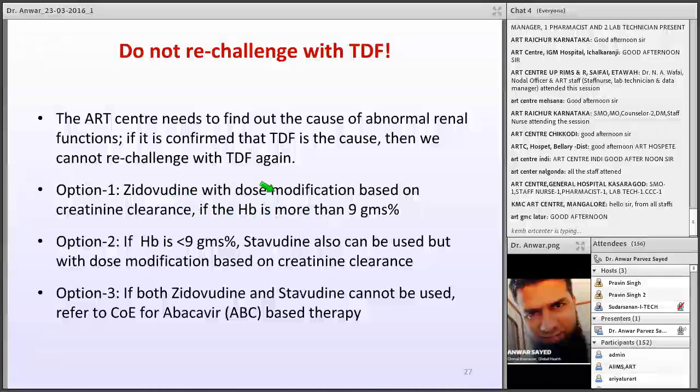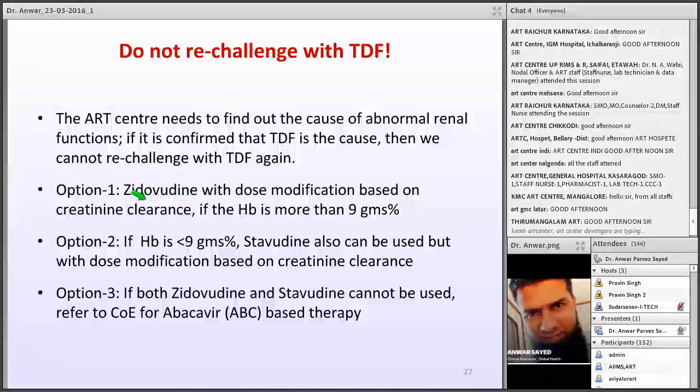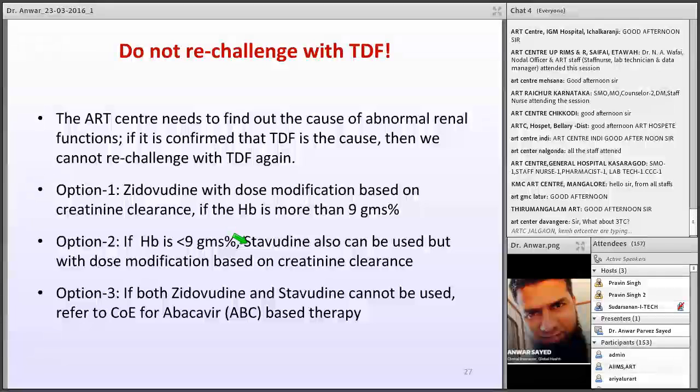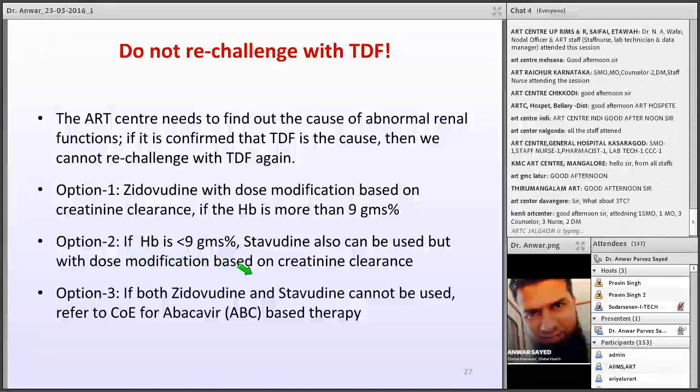Why a dose modification? Again, if a person has compromised renal function, then zidovudine will be problematic, and we need to reduce the dose of zidovudine in such patients. How it needs to be given, we'll be seeing in the future slides. Then option 2 is, if HB is less than 9, then stavudine needs to be used, which again needs dose modification based on creatinine clearance. We will see how creatinine clearance is calculated.